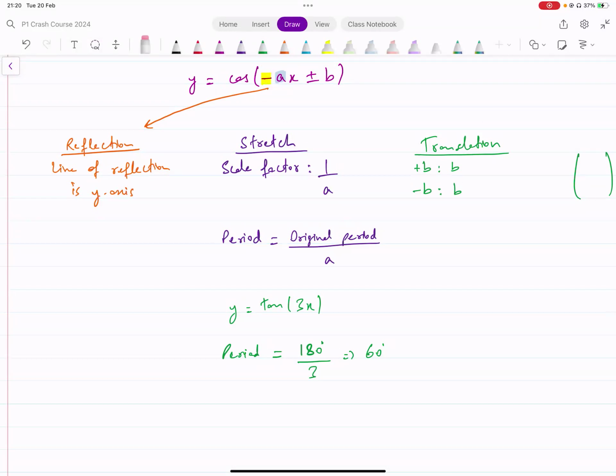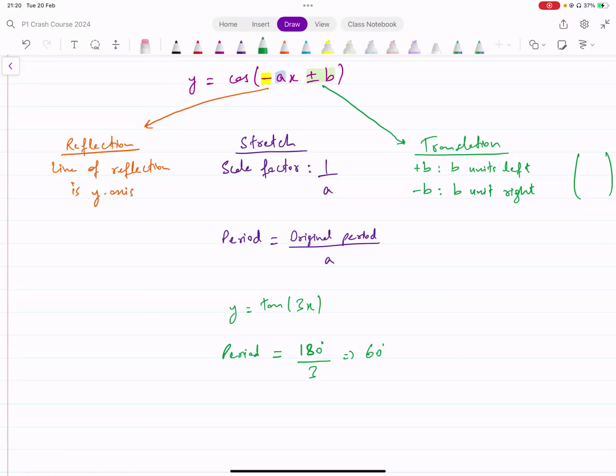Okay? And then finally, we have translation, where we add or subtract something, plus minus b. In this function, when you have plus b, that means the graph moves b units to the left. When you have minus b, the graph moves b units to the right. That's what translation looks like in this case.